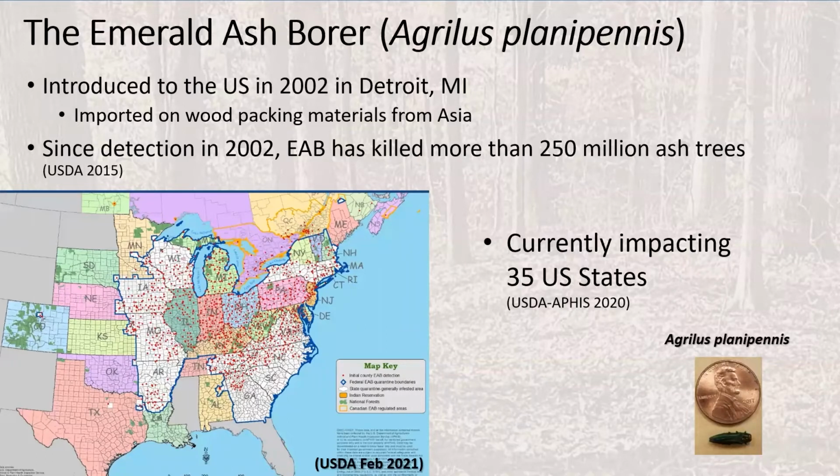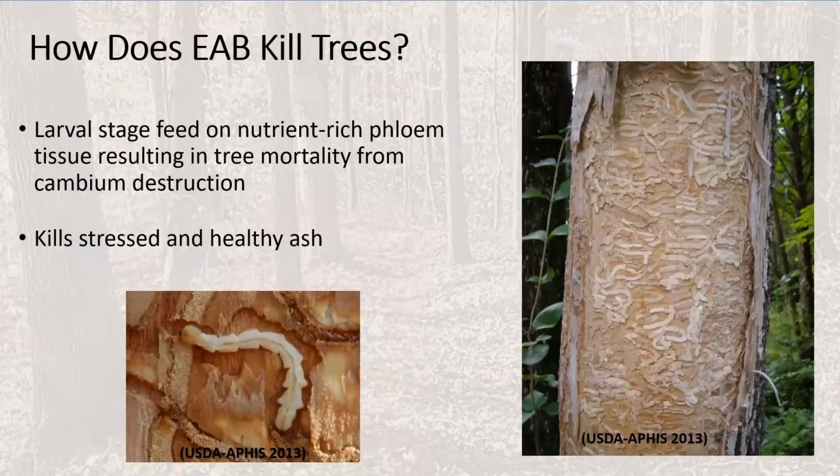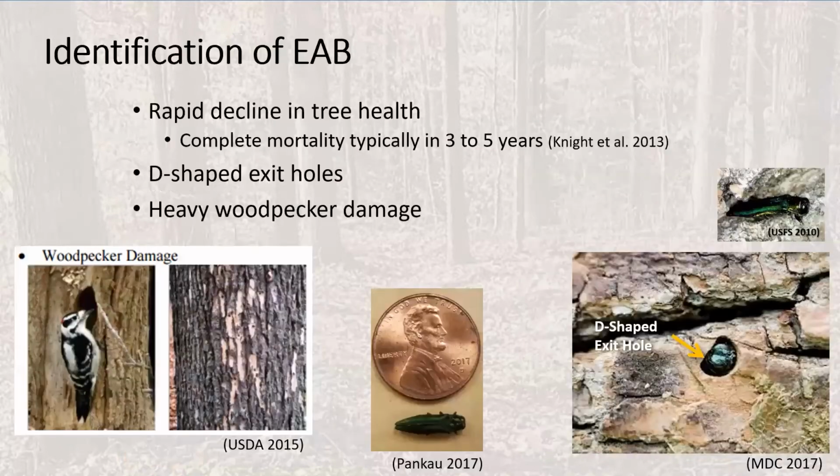So how does this insect kill trees? Well, unlike the other two where there was a fungal pathogen involved, this insect feeds on the xylem and phloem of the plant. So essentially it eats the conductive tissue away and girdles the tree. So it's not a pathogenic fungus spreading throughout the plant and causing mortality. It's actually the insect feeding on the plant, the physical act of feeding, that is killing these trees.